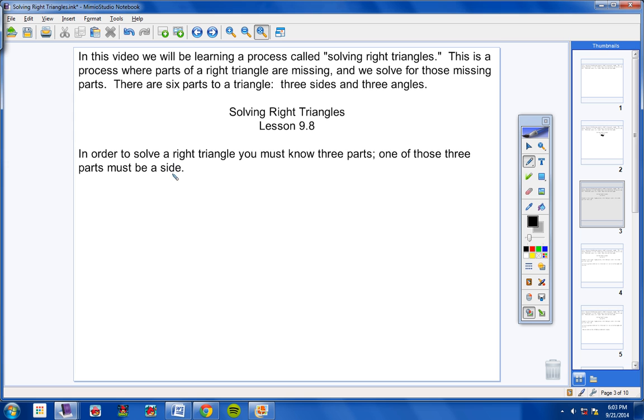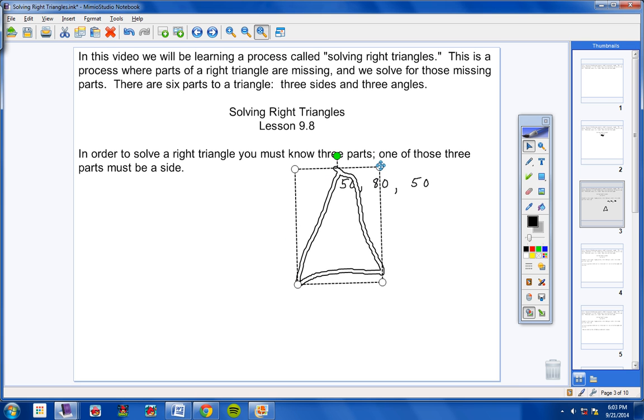Now, in order to solve a right triangle, you must know 3 parts, okay? And one of those 3 parts must be a side. In other words, if I told you the 3 angles in a triangle were 50, 80, and 50, you could not solve that triangle. Because students, think about it, a triangle that has 50, 50, and 80 could be a little triangle like this with 50, 50, 80, or it could be a larger triangle that still had 50, 50, 80 for its angles.